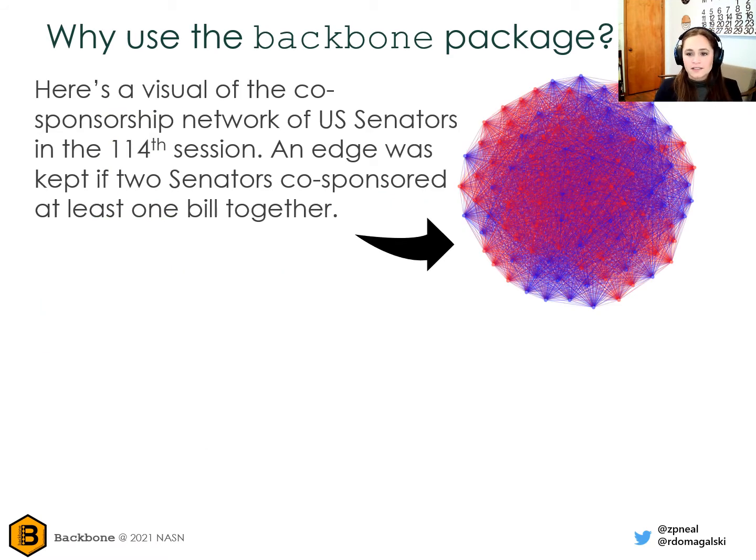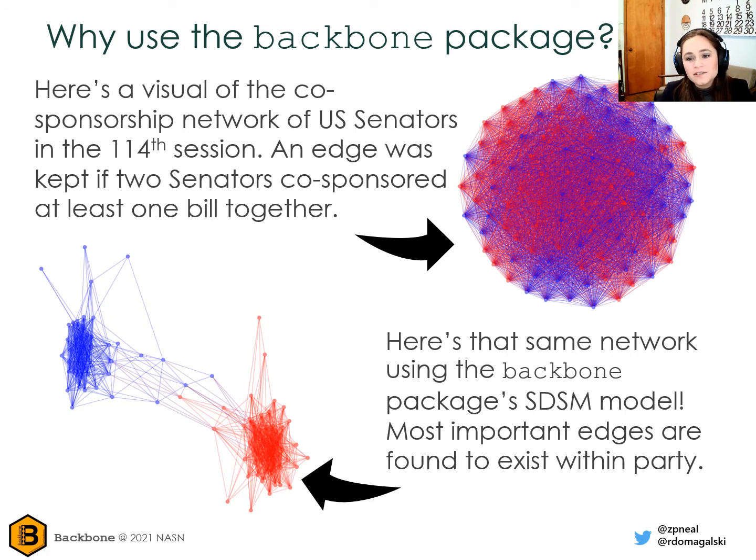If we look at this visually, we might end up with something that's like a huge, dense hairball graph. So for instance, this is a visual representation of the 114th session of the US Senate, where we kept an edge between two senators if they had sponsored at least one bill together. In contrast, check out what happens when we use the Backbone package. Here's that exact same network, but now we've used Backbone's SDSM model and found only what we're going to consider the most important edges. We can now see that we have sort of these two different party systems going on, like we expect. Most edges occur between Democrats or between Republicans.